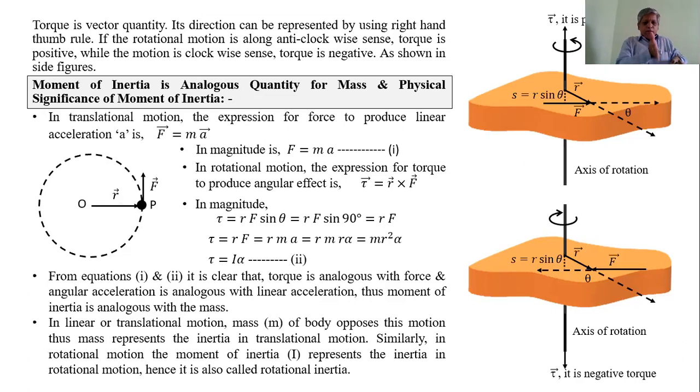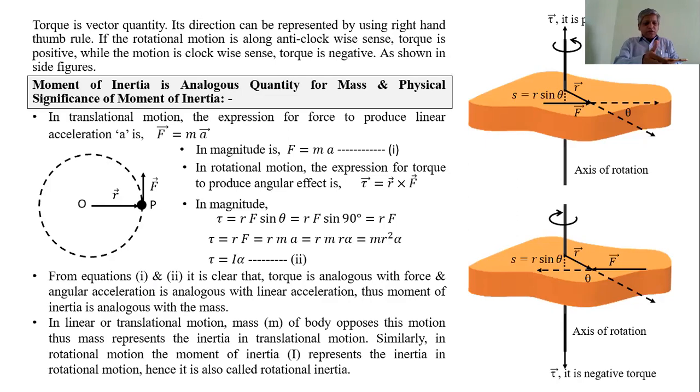If we place our right hand along the direction of the position vector and fingers are curved towards the direction of line of action of the force, that is, from vector R to vector F, and the thumb is outstretched along the axis, then that outstretched thumb denotes the direction of the torque. This torque is in the vertically upward direction.